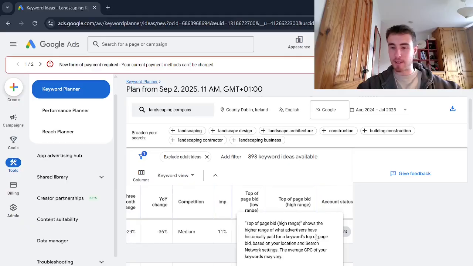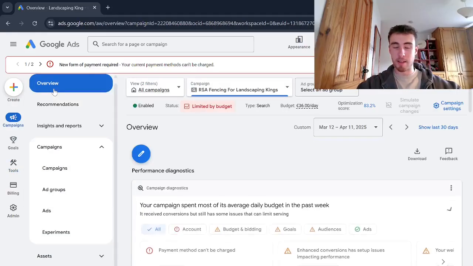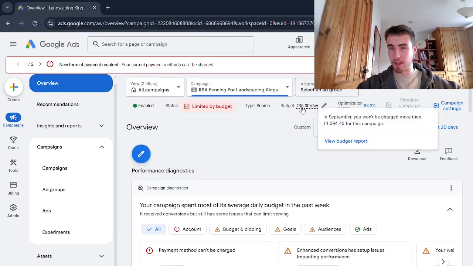So let's just say in this case, for example, there aren't really any keywords that have a top of page bid high range above €5. So then what we can do is set a max CPC bid limit of €5 for this campaign. But what I'd recommend doing with that is that you want to have enough daily budget to afford at least 10 clicks per day. So ideally what you want to be able to do is set a daily budget that is 10 times higher than your max CPC bid limit. So for example, €50 in this case.